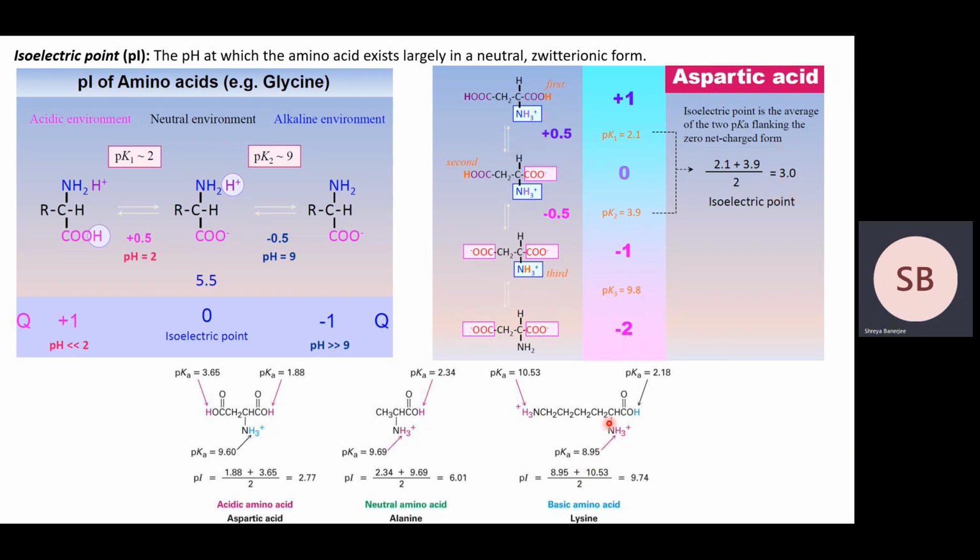Similarly, for basic amino acids like lysine, if we take the average of the side chain NH2 and the main chain NH2 pKa's, then we will get the pI for a basic amino acid like lysine.